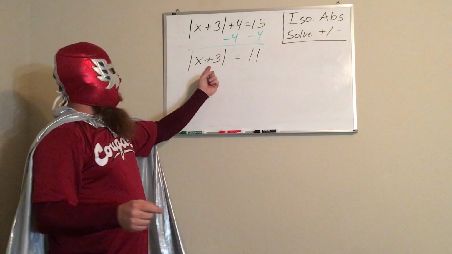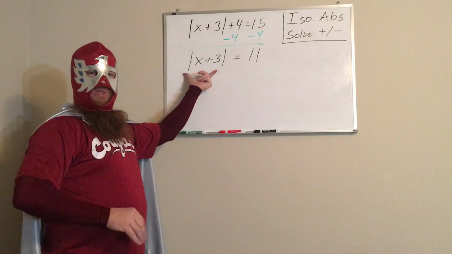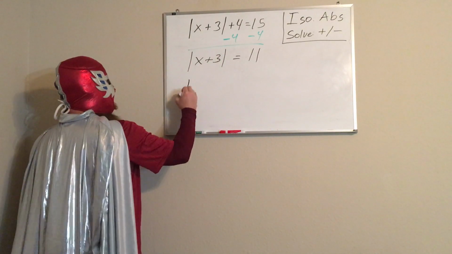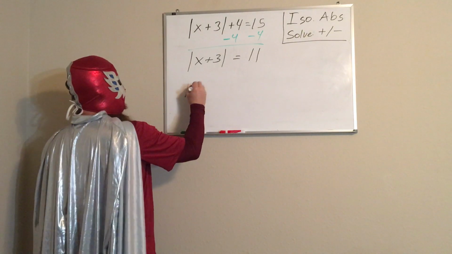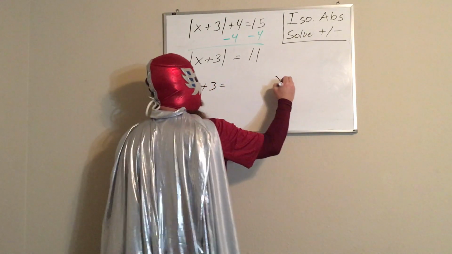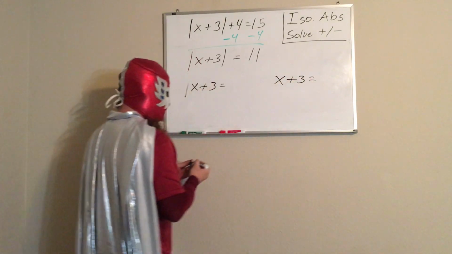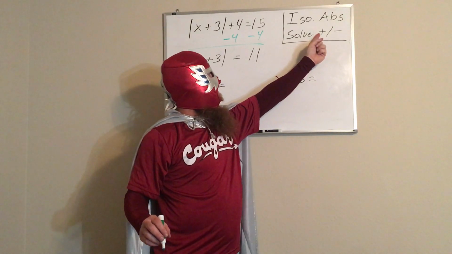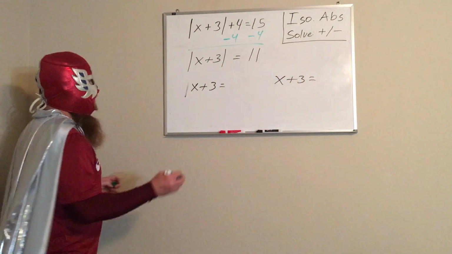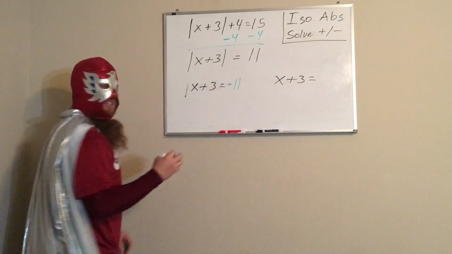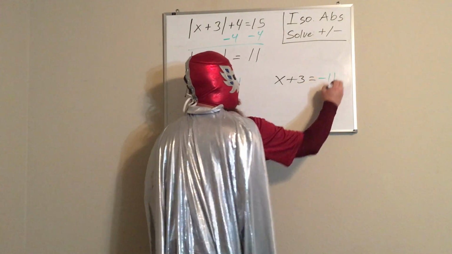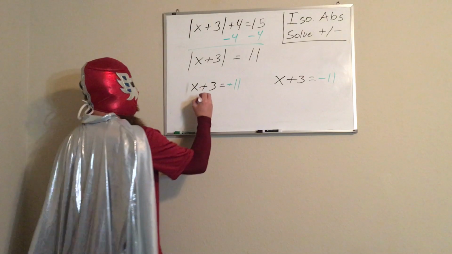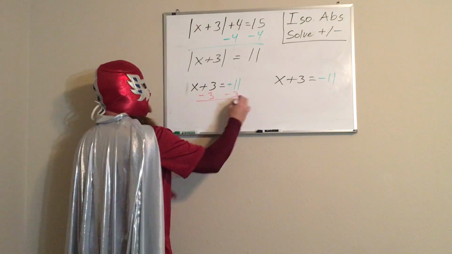Notice now that the absolute value is isolated. There are no other values near the absolute value. So now we are going to solve twice. We're going to write x plus 3 equals, and we're going to write x plus 3 equals. Now to solve this twice, we're going to solve for a positive 11 and a negative 11. So here I write positive 11, and here I write negative 11. And now I use inverse operations to isolate each variable. I subtract 3 from both sides.